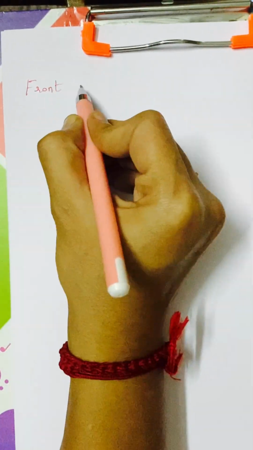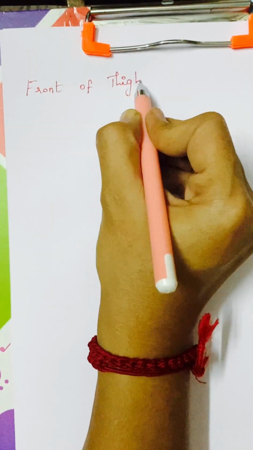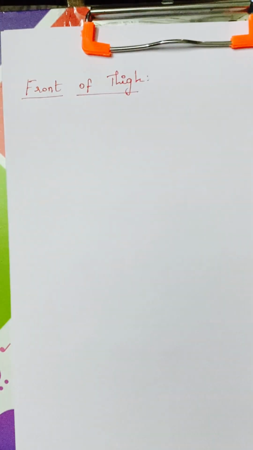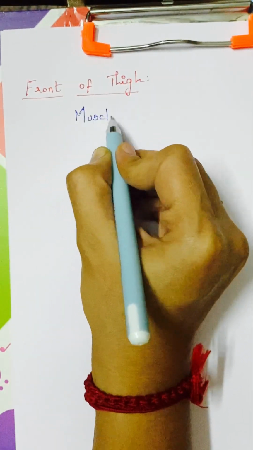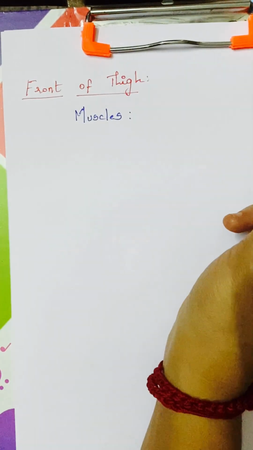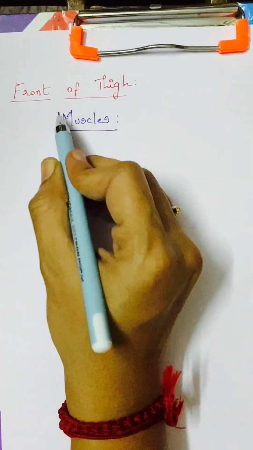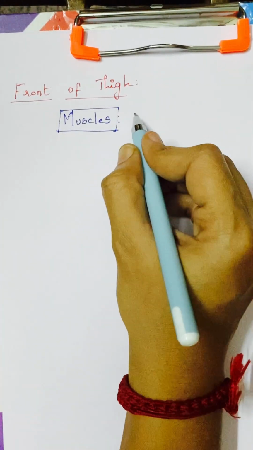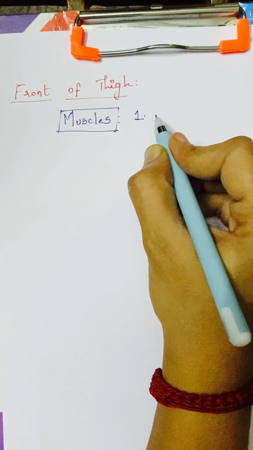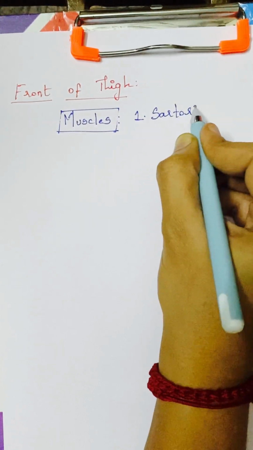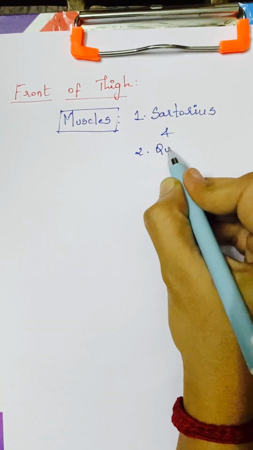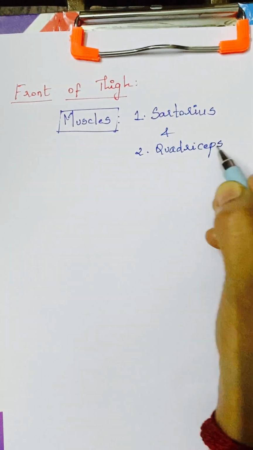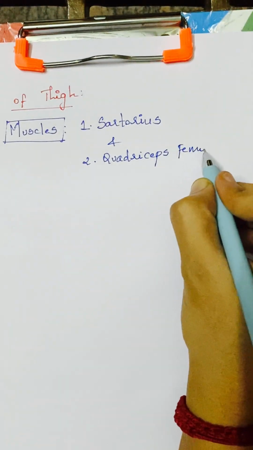Now coming to the front of the thigh, what are the muscles present in the front of the thigh? Number one is sartorius. Then we have quadriceps femoris. These are the only two muscles present in the front of the thigh.